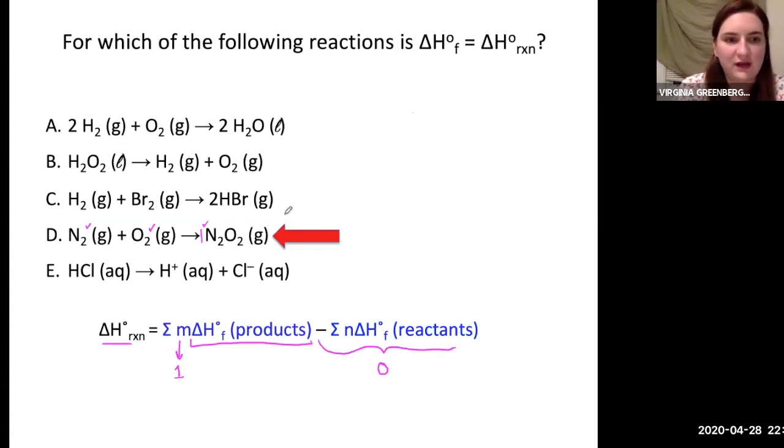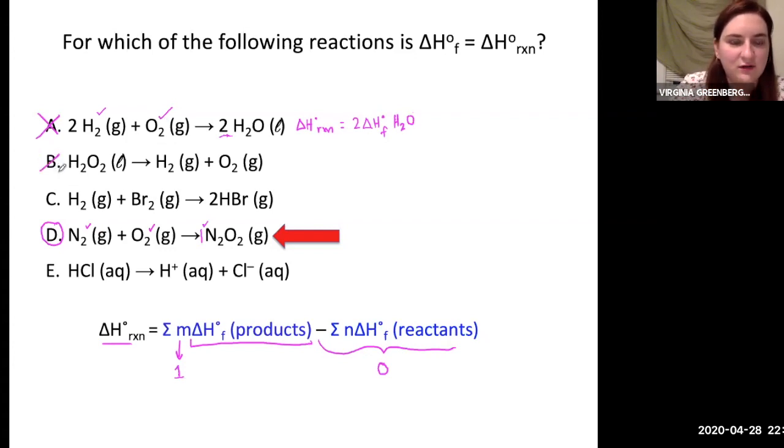If we were to look at the other options then, so we'll circle this, you can see H2 gas is in its standard state, as is O2 gas. But here we make 2 moles of water. So the delta H of the reaction would end up being 2 times the delta H of formation for water. So that one's out.